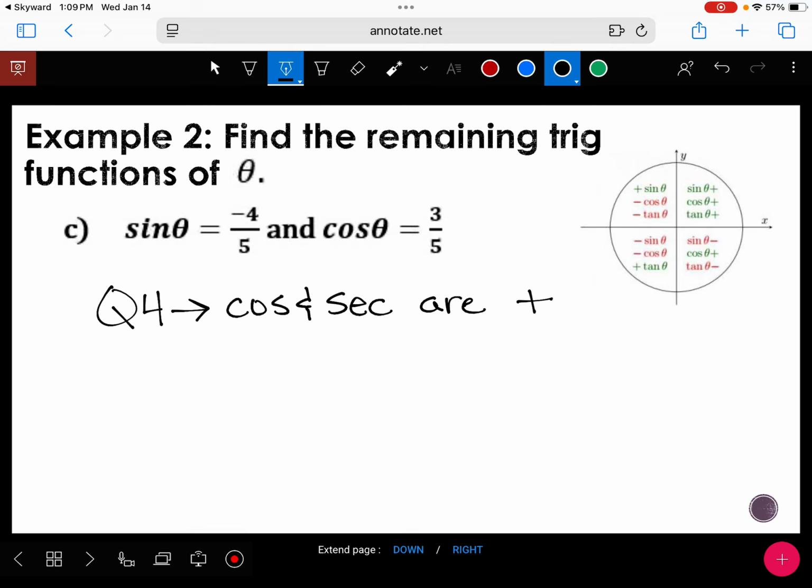Now, they gave us all three sides of our triangle again. Sine is y over r. Cosine is x over r. Ignore the positive and negatives. Just put those in at the end. So what that means is I'm using x equals 3, y equals 4, and r equals 5. Go ahead and find the other 4.